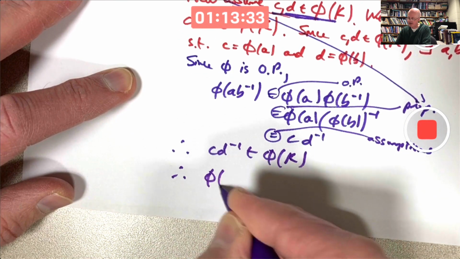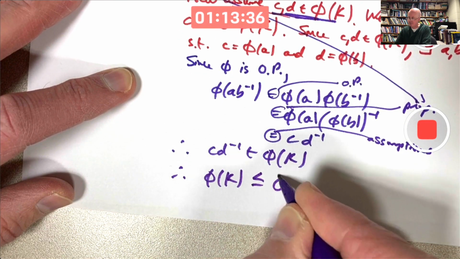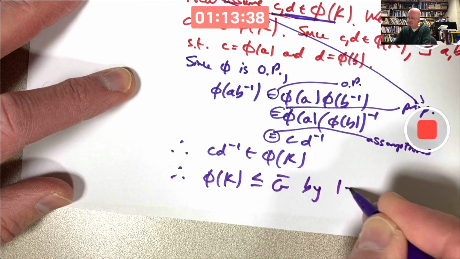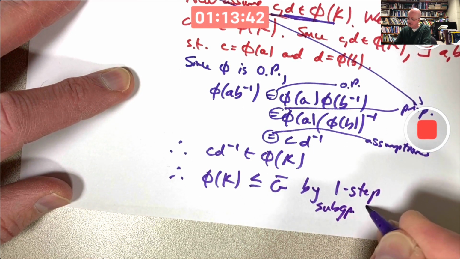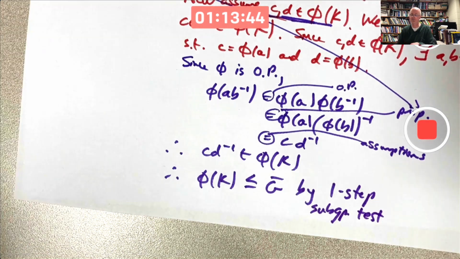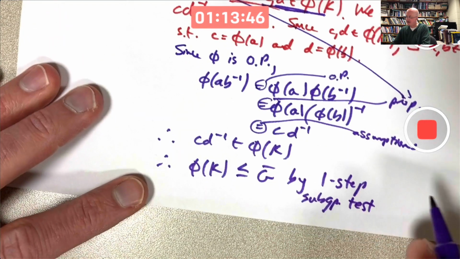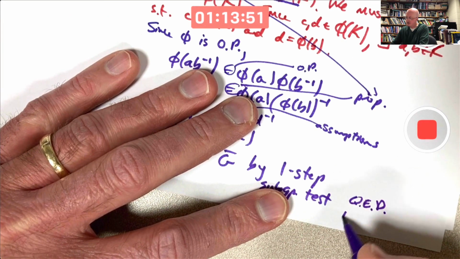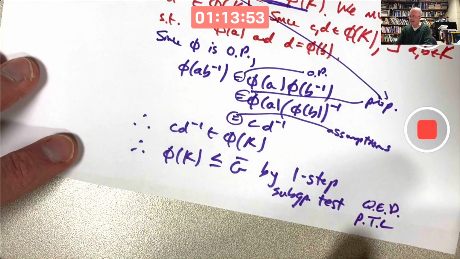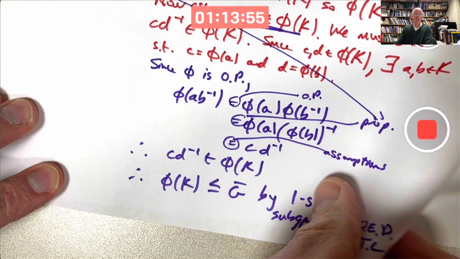Therefore, phi of K is a subgroup of G bar by the one-step subgroup test. And we're done. QED, I forgot to mention QED. Or if you believe in God, praise the Lord. We're done. Yay. One more problem.